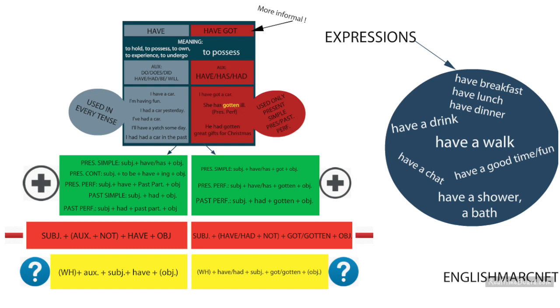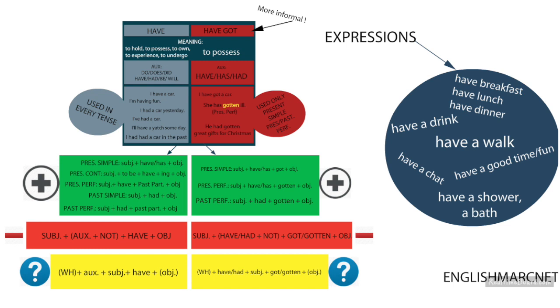Have got instead, I have got a car. And this is the present simple. She has gotten ill. This is the present perfect. She has gotten ill. Okay? She fell ill. This is what it means. And in the past perfect, he had gotten great gifts for Christmas.